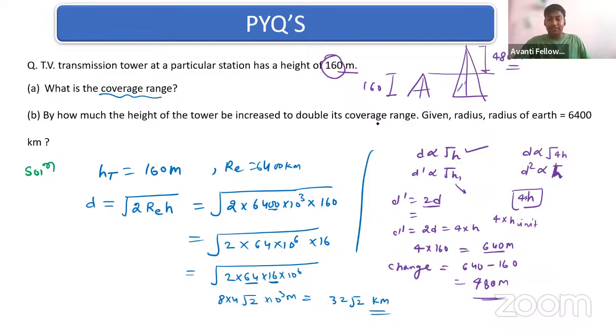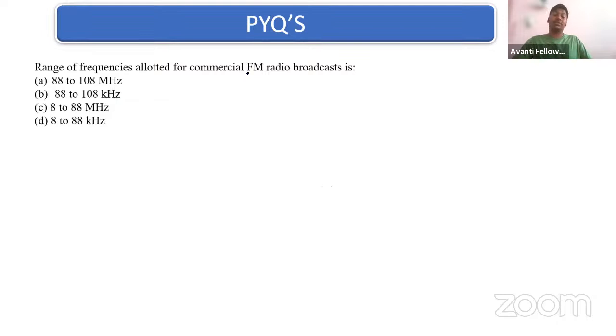Okay, awesome, very good. Now see this question. This question was asked in your NEET exam. The range of the frequency allotted for the FM radio broadcast is: which option will be correct? Write in the chat box. See carefully.